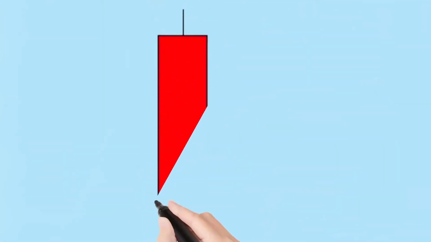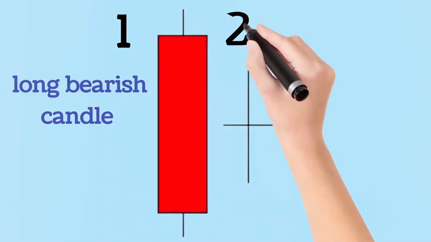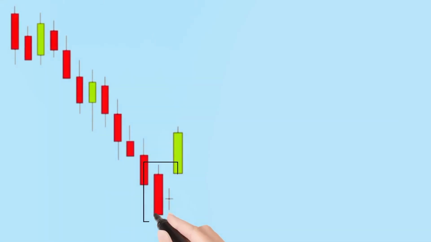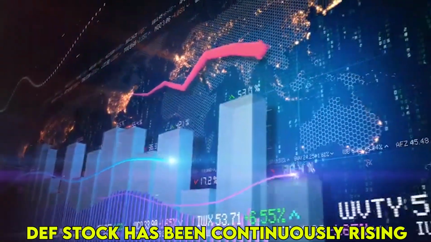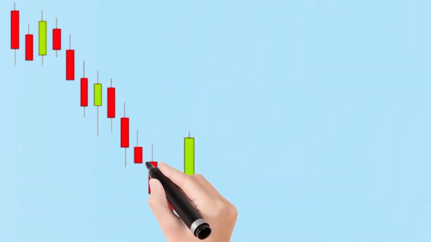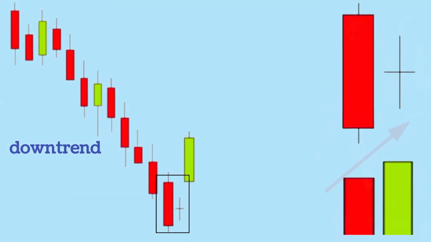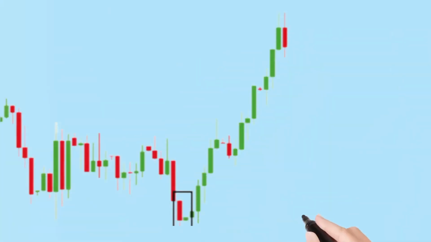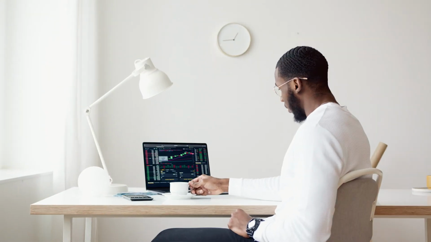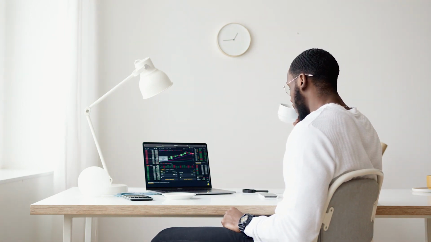2. Harami cross. Important points. A giant candle is followed by a small-bodied candle, the cross, which is totally absorbed by the first candle's body, signifying hesitation and probable reversal. A real-life example. DEF stock has been continuously rising. Suddenly, a giant bullish candle is followed by a small-bodied candle, cross, which is totally consumed by the first candle. This Harami cross pattern indicates a possible halt or reversal in the uptrend, advising traders to take care and seek more confirmation before taking fresh positions.